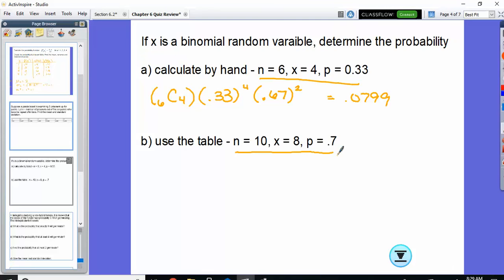Not cumulative here because we're just finding one scenario, so you're on table 3. Your n is 10, so that's the back of the first page. p is 0.7, and my x is 8. And if you're reading that from your table, you should get 0.2335. Did everybody find that on your table? Making sure we all understand how to read this table.